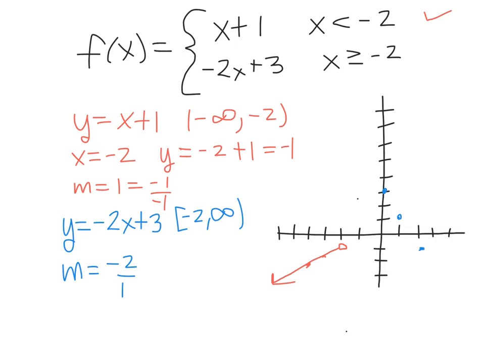We want to go the other direction, and so if we put that negative in front of the 1, that's going to tell us to go up 2 to the right 1, up 2 to the right 1, and it's that point where x is equal to -2. So we don't want to go any more negative because it's only defined from x equal to -2. So we connect those points and we get that piece of the function.